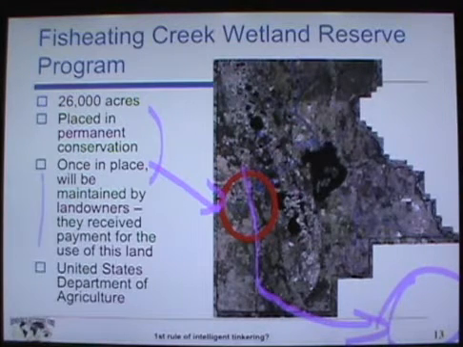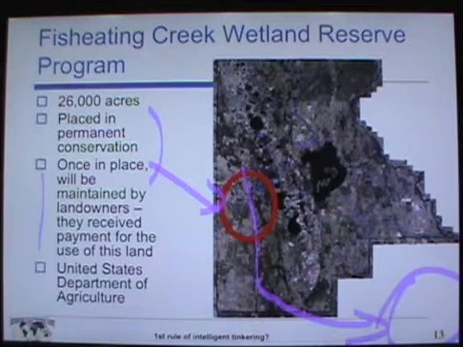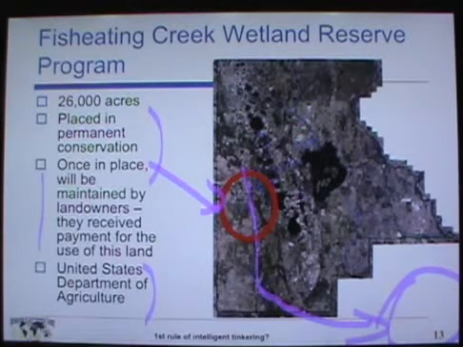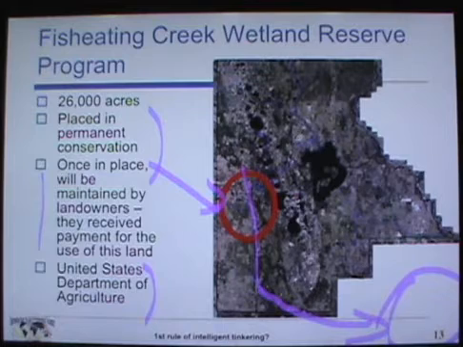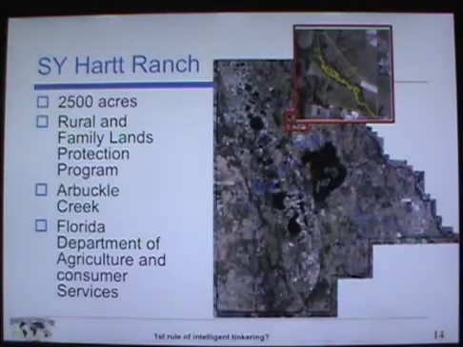Once in place, all of these things that are being put in place on the land, the water storage and all those sorts of components, will be paid for and maintained by the landowners. They get a lot of money for this. A lot of money. Millions and millions of dollars. So they're supposed to invest that and do this. This is all managed through the U.S. Department of Agriculture. Moving to the eastern part of the county, this is the Hart Ranch.